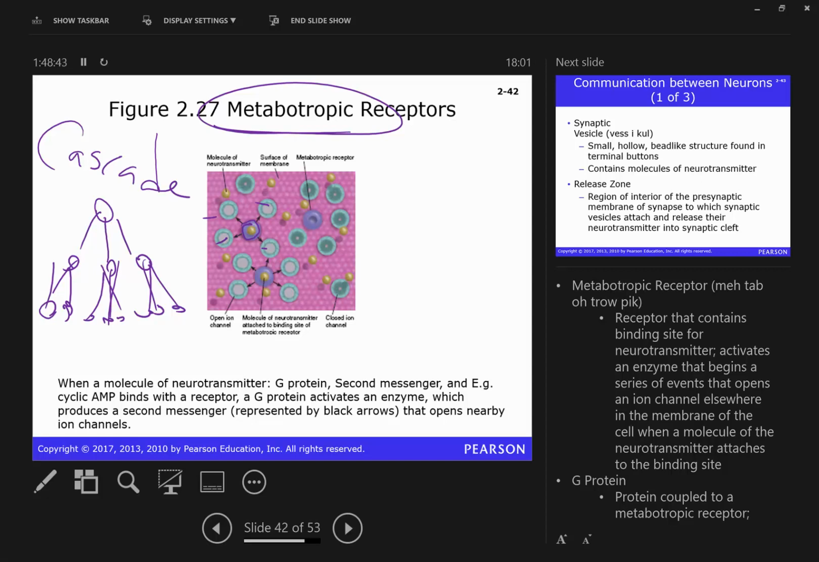All right, so we have that cascade. Because there's a geographical separation here, there's also a little bit of a time lag, right? So this takes a little bit longer. Now, we're still talking on the order of like milliseconds. We're not talking about hours, right? We're not even talking about minutes. We're probably not even talking about whole seconds here, right? But it takes a little bit longer than an ionotropic receptor because we do have to send that second messenger, right? And it has to travel some distance.